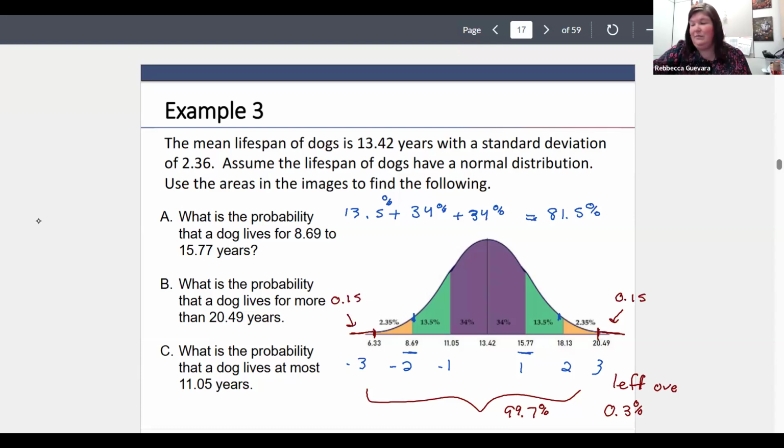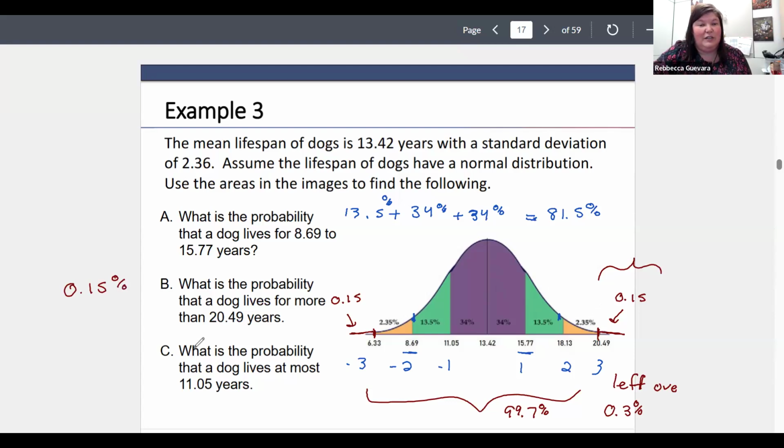If I want to figure out B, we need to know what was in those tails before I can even do that. So the probability the dog lives for more than 20.49 years is going to be 0.15%. Remember, all this is already in percent.